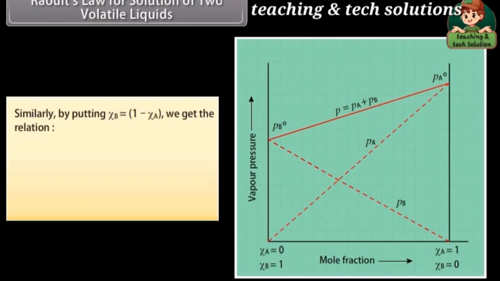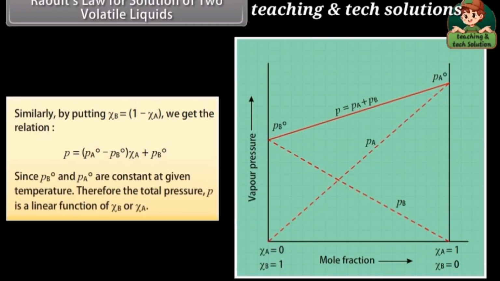Similarly, by putting XB = 1 − XA, we get the relation P = (P°A − P°B) × XA + P°B. Since P°B and P°A are constant at given temperature, therefore, the total pressure P is a linear function of XB or XA.